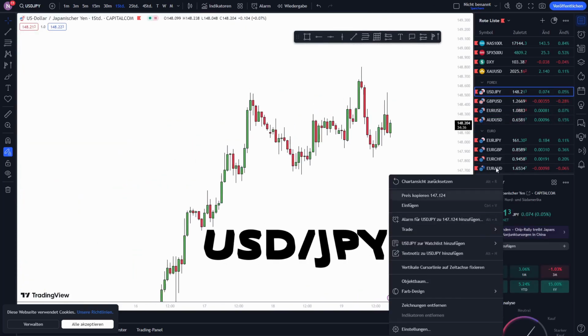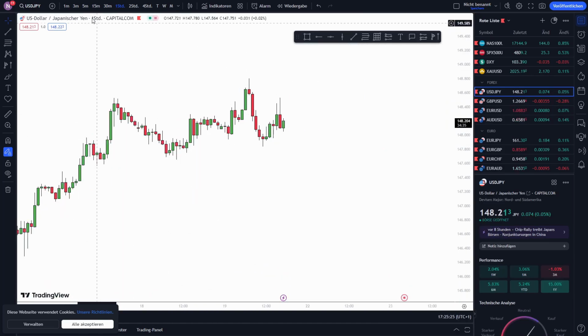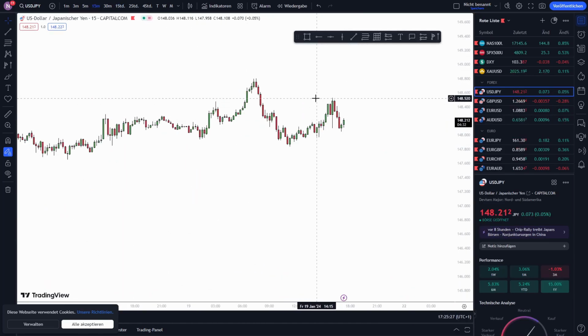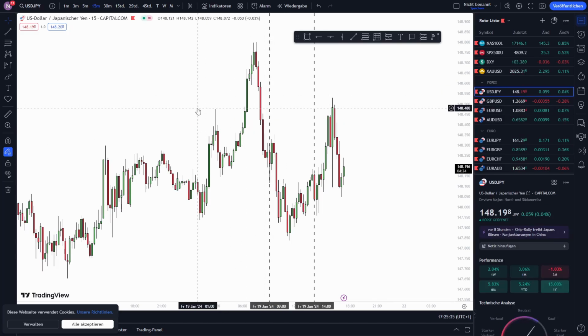I'm gonna do the same with a different chart now, because this was already it. It's not that hard. Same thing again. We mark this, we mark this, and we also mark this.